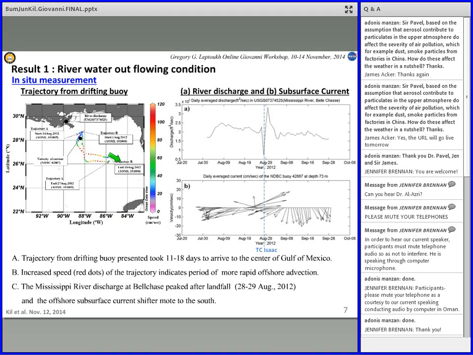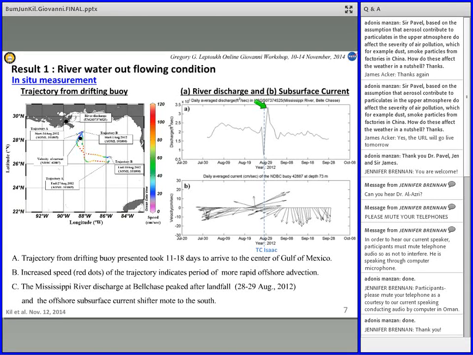If the river plume expanded toward the starting point, A or B, it should follow a similar trajectory driven by surface currents. In terms of stationary measurements, the Mississippi River discharge reached its highest value on August 30th. And this happened right after the tropical cyclone passing.